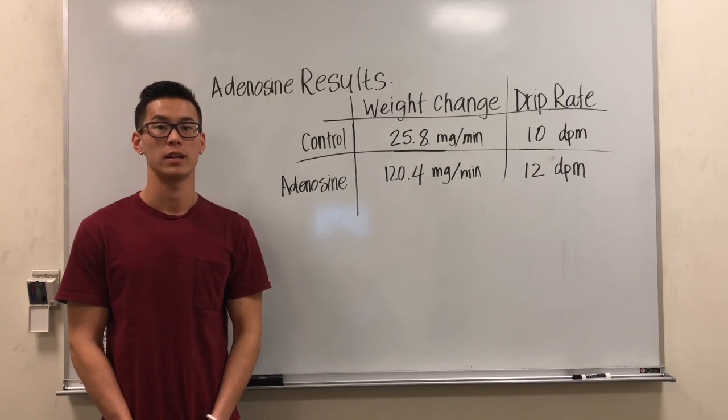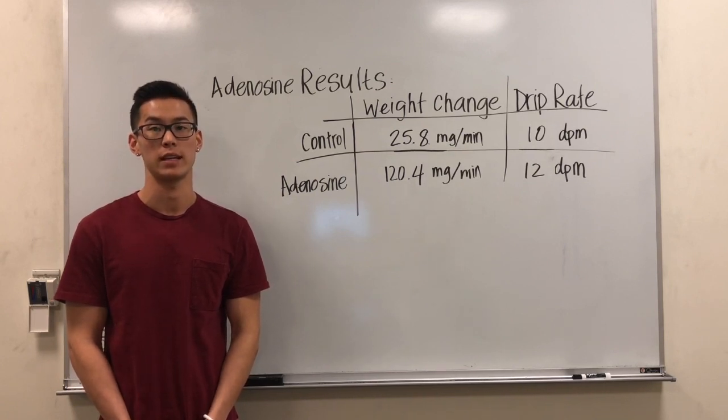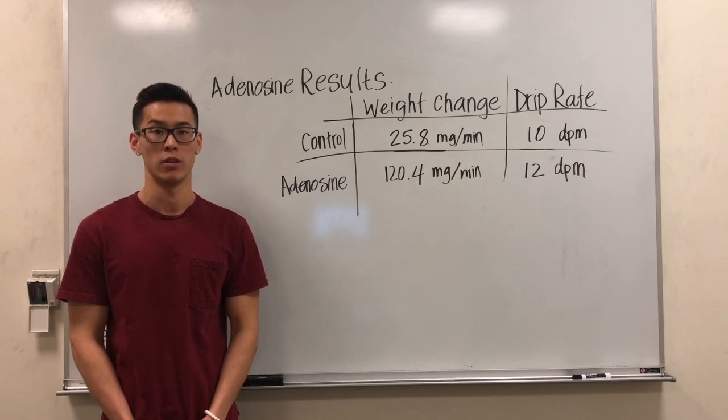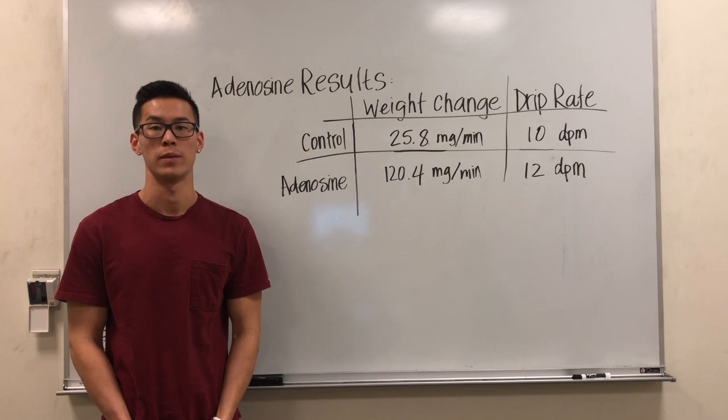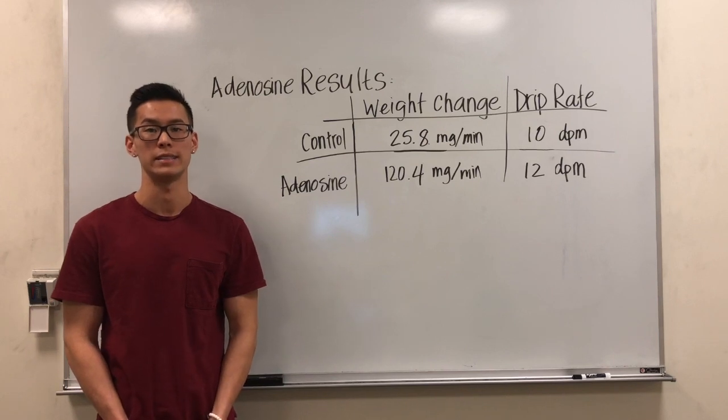Before adding adenosine, a control drip rate and weight change was taken. The weight change was 25.8 milligrams per minute for the control, and when adenosine was added to the Ringer's and dextran perfusate, the rate of weight change increased to 120.4 milligrams per minute. The control drip rate was 10 drips per minute and increased to 12 drips per minute with the addition of adenosine.